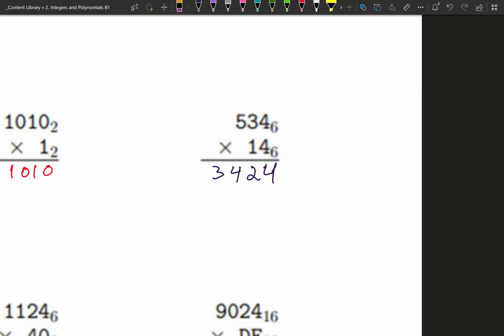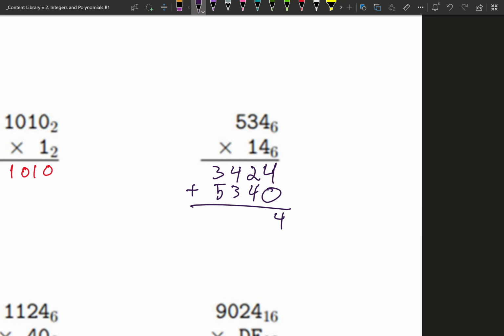Next up, we take the 1 and multiply it by each of these values as well, but we need a 0 as a placeholder because that 1 is in the 6's place in this case, not the 1's place. So then we have our simple multiplication because 1's easy to multiply by. Then we need to add.